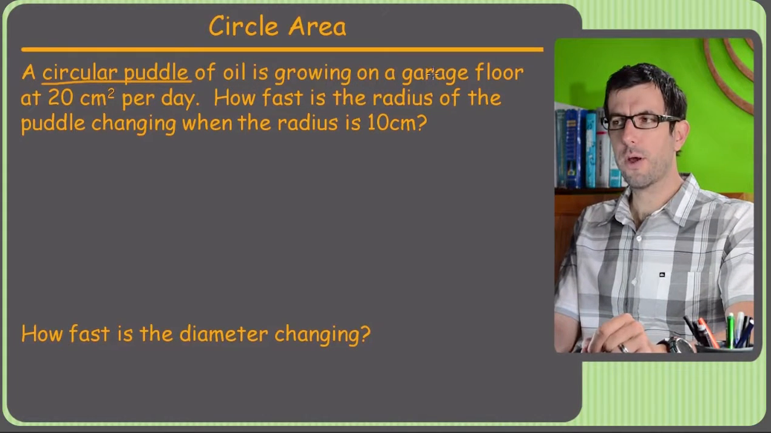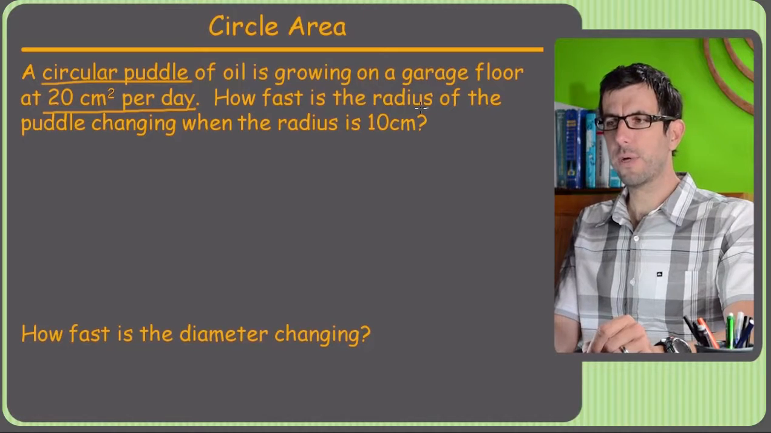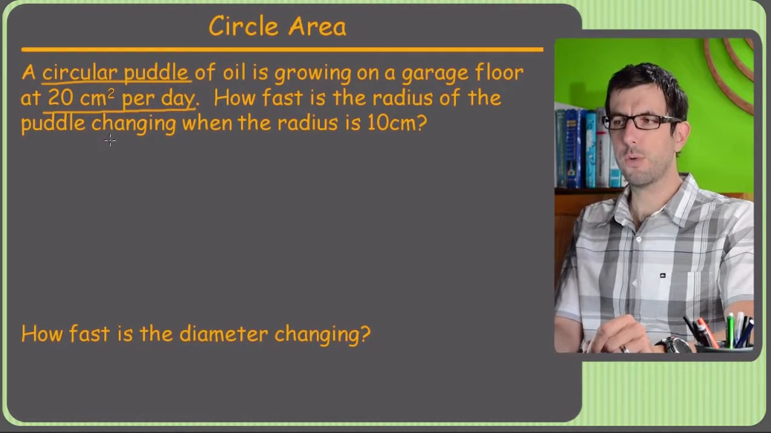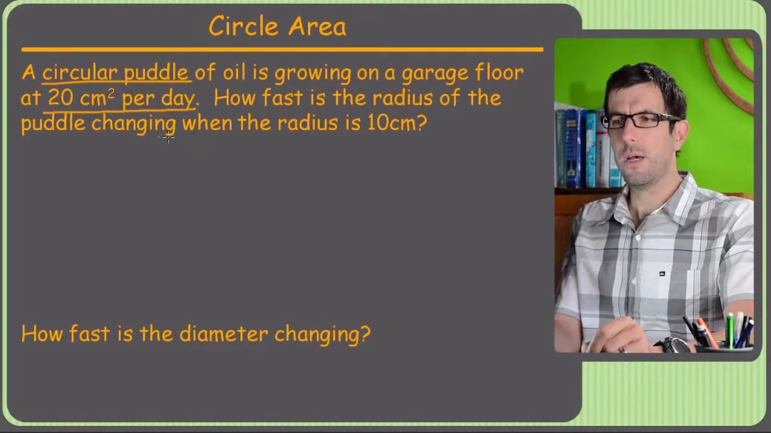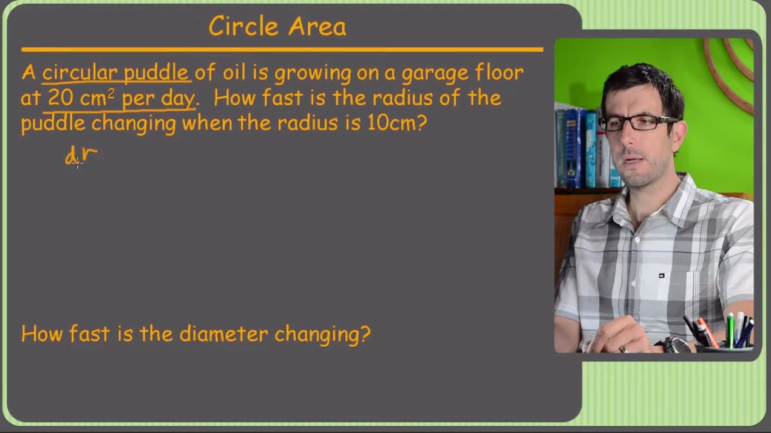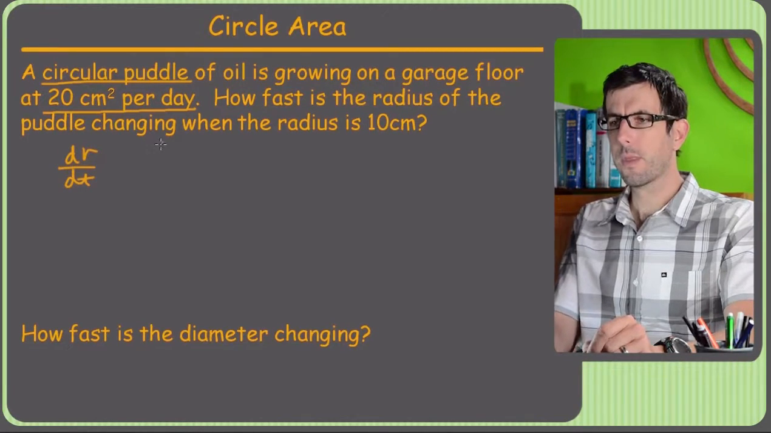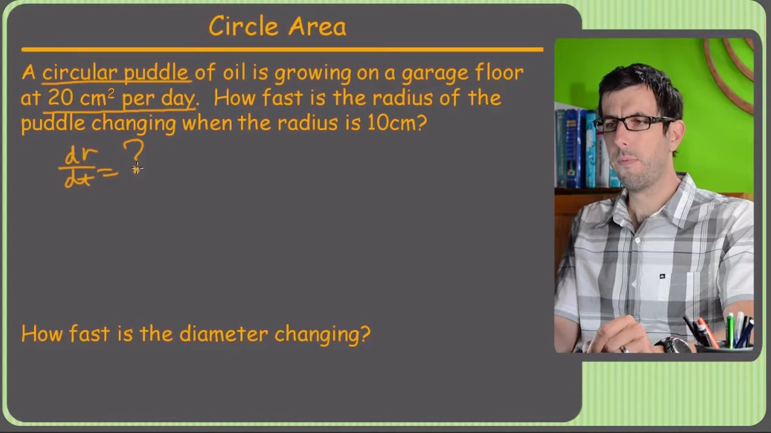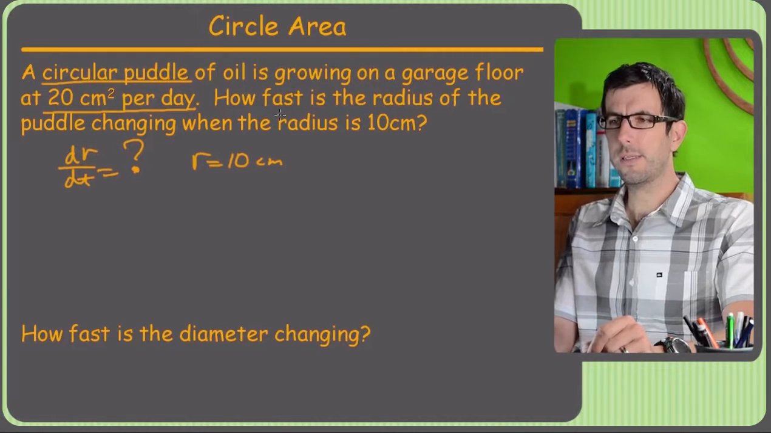Of oil is growing on the garage floor at 20 centimeters squared per day. What variable could that be? How fast is the radius of the puddle changing when the radius is 10 centimeters? Okay, so they're asking for dr/dt. They said the radius equals 10. But then the question is, what is this given?